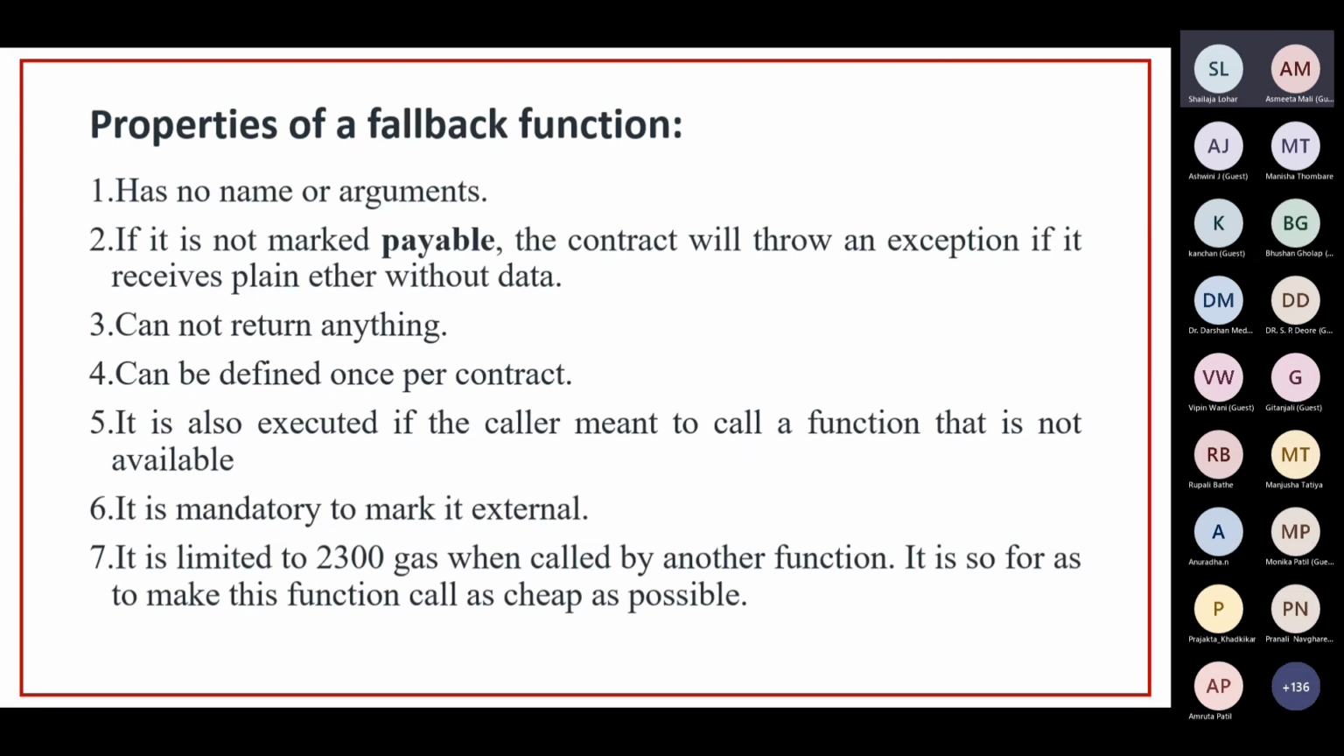So as I said, it handles unwanted problems in your system, like the caller meaning to call a function that is not actually available in your program. It is mandatory to mark it external. It is limited to 2300 gas when called by another function. So there are certain limitations of fallback functions. If these are not met, the fallback functions will not execute.